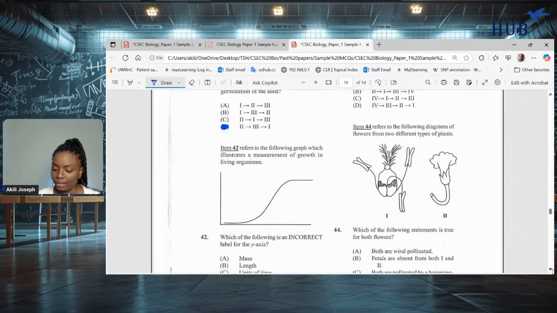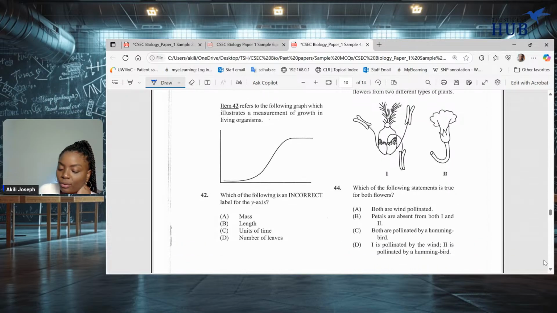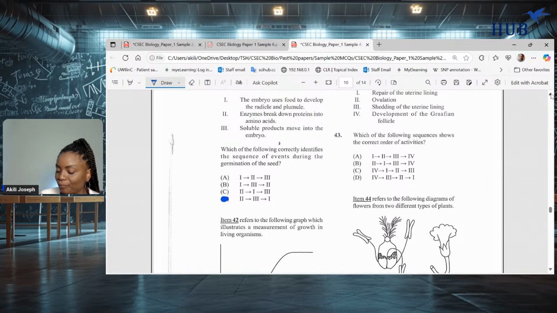42 refers to the following graph, which illustrates a measurement of growth in living organisms. Which of the following is an incorrect label for the y-axis? Would it be mass, length, units of time, or number of leaves? You have to always have time on your x-axis, right? So on your y-axis, you could never have time. But mass, length, number of leaves are all different and appropriate growth parameters that you can use on your y.